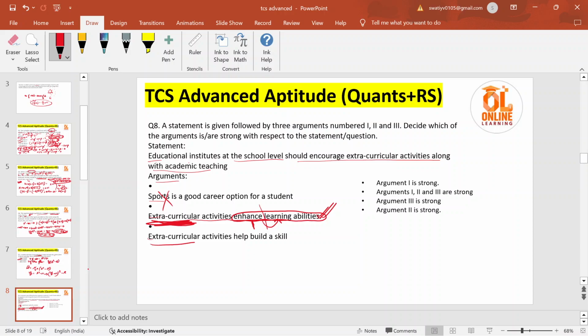Now what the third argument says: extracurricular activities help build a skill. See what I said in this explanation, here it comes. If the argument is saying that it will help you build a skill, then which skill? They should tell about this also. So only argument 2 is strong, that is option number 4.